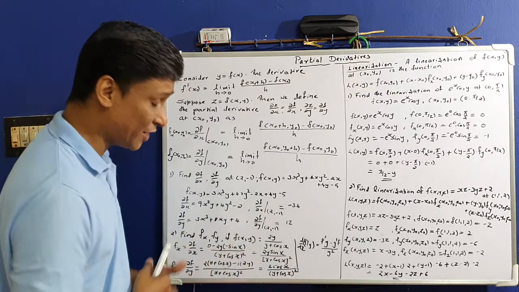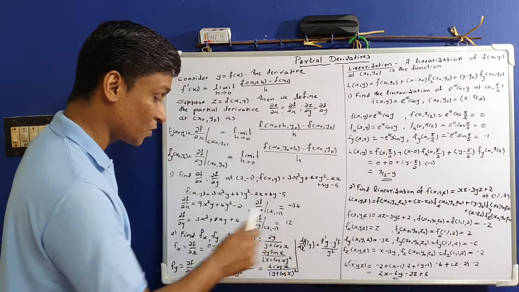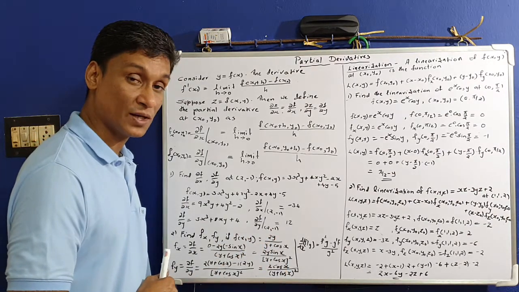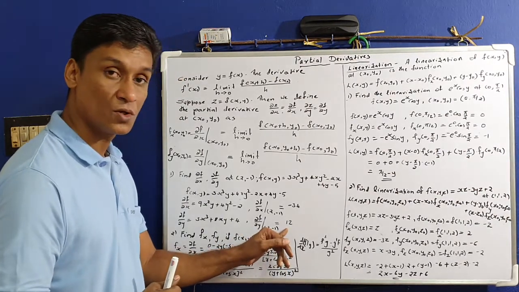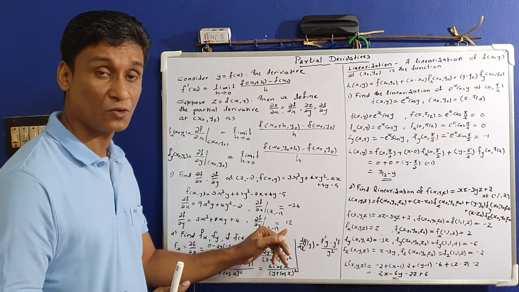And ∂f/∂y at (2, -1). Substitute the values of x and y in this expression. You get ∂f/∂y at (2, -1) as 12. So this is the method of finding partial derivatives of functions with respect to x and y.